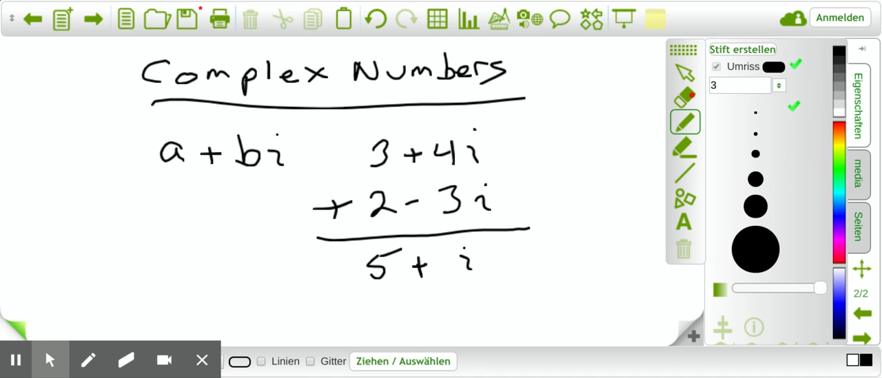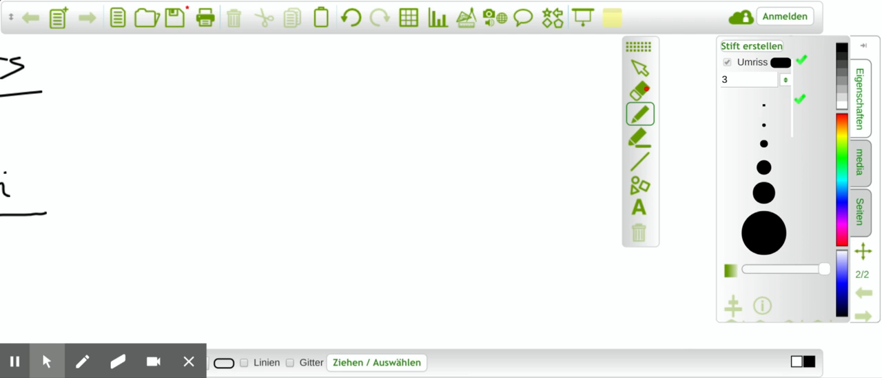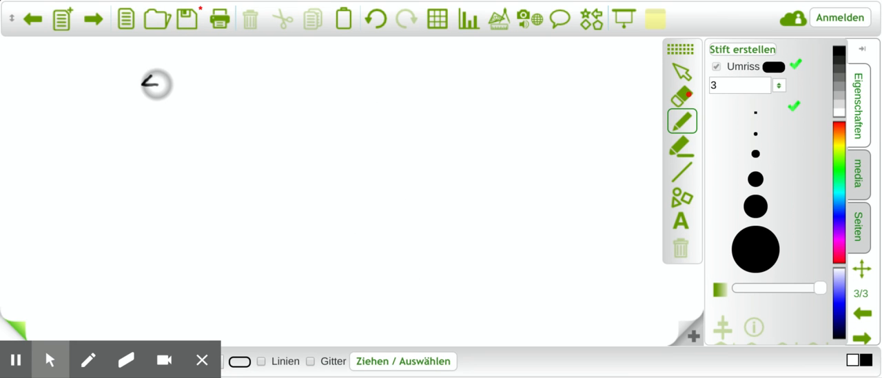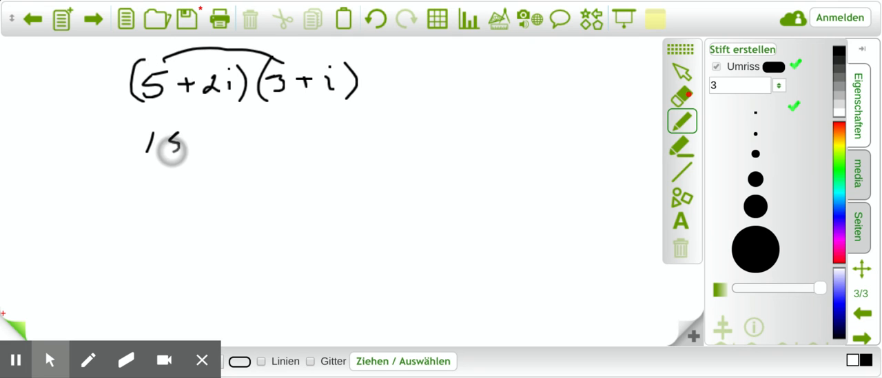Now, multiplication is a different story. So when we're multiplying complex numbers, like if I wanted to multiply 5 plus 2i and 3 plus i, we're going to multiply the same way as we usually do, but we have to be careful with these imaginary numbers. So if I multiply the first terms, I get 15. If I multiply the outside, I get 5i. Multiply the inside, and I get 6i.